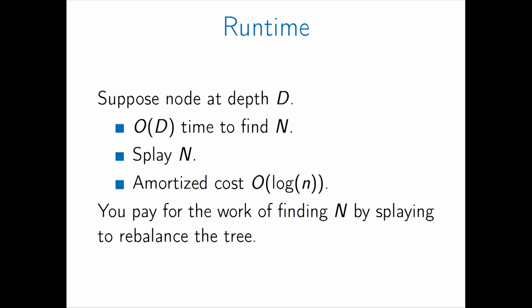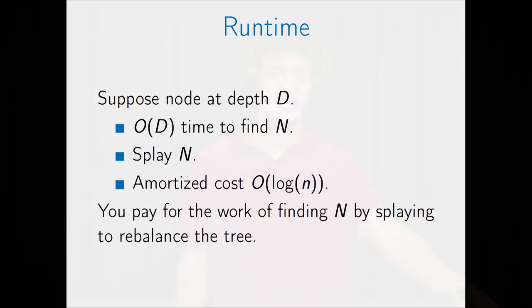Now, the idea here is that you're paying for the work again of finding this node by splaying it back to the root to rebalance the tree. And so if the node was really deep, you did do a lot of work, but you also did some useful rebalancing work, which means you're not going to have to keep doing a lot of work.